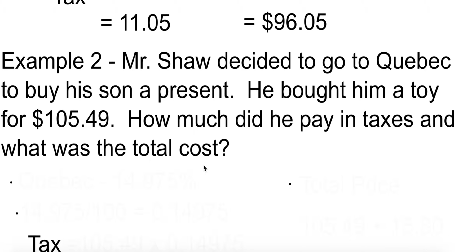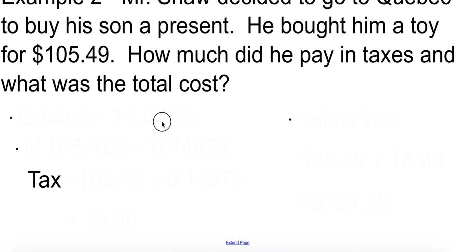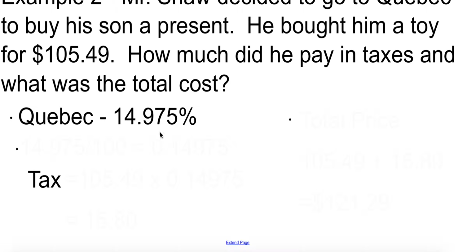Alright, another example. So Mr. Shaw decided to go to Quebec to buy his son a present. Bought him a toy for $105.49. How much did he pay in taxes and what was the total cost? Alright, now remember, Quebec has got a big long decimal here and we need to use that whole decimal.